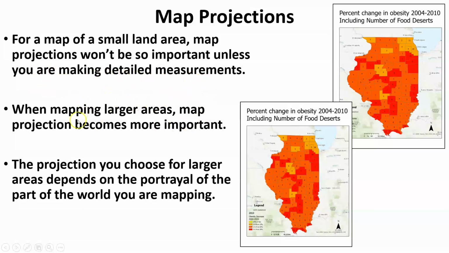When we are mapping larger areas, map projection is going to become more important. And so here we can see that we could potentially display the first map without Illinois being projected, but for more accuracy, and so that we don't have all these distortions on the shape of the state, we want to keep the state projected accurately as well. So the projection you choose for larger areas depends on the portrayal of the part of the world that you are mapping. And so here we're sticking with a projection that's appropriate for Illinois.